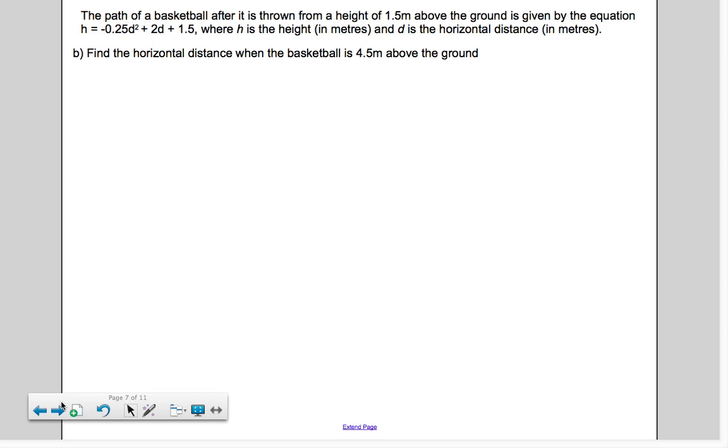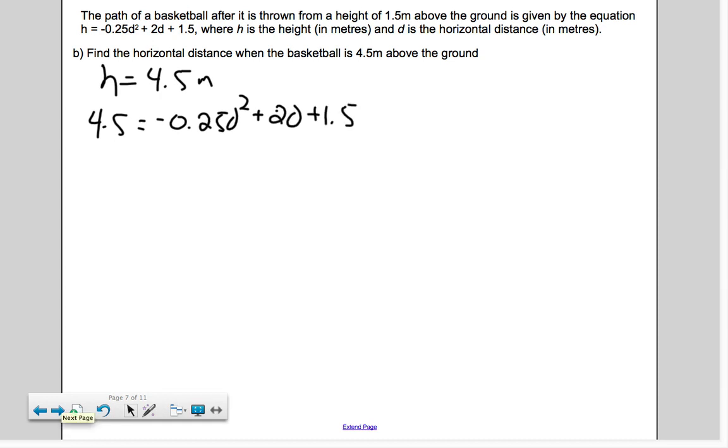Just replace H. Yeah, we want H to be 4.5 meters. When is it 4.5 meters high? H tells us how high the ball is. So we just plug 4.5 into our equation. Yeah, that's what I did. Right?